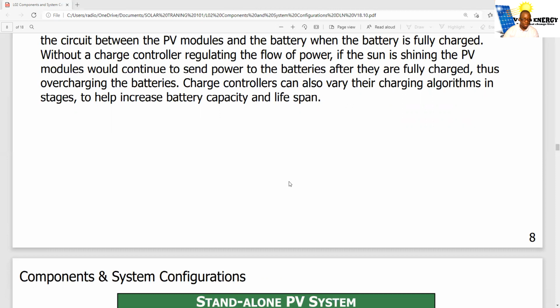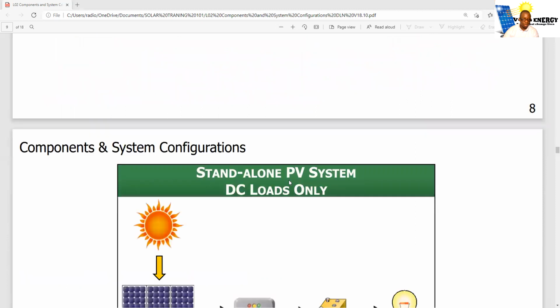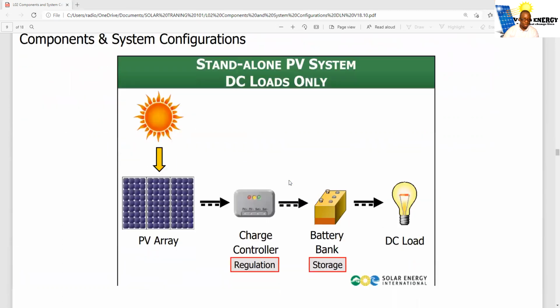That is the difference between a PV system and an AC current system. Like maybe you're paying for the grid, you have to pay every month. If you have a PV system set up, once the sun's shining, you get free current. Let's move forward. Component and system configuration.